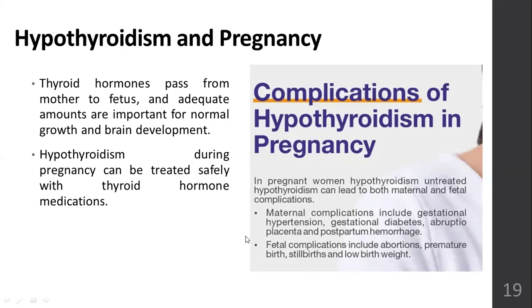Postpartum hemorrhage: bleeding does not stop after birth. Fetal complications like abortions, premature birth, stillbirth. Stillbirth means a child born without life. Low birth weight babies. These are the complications of hypothyroidism during pregnancy if it is untreated.